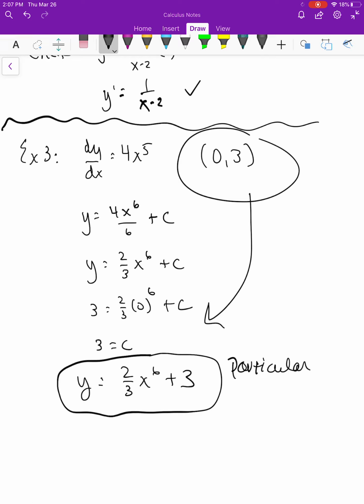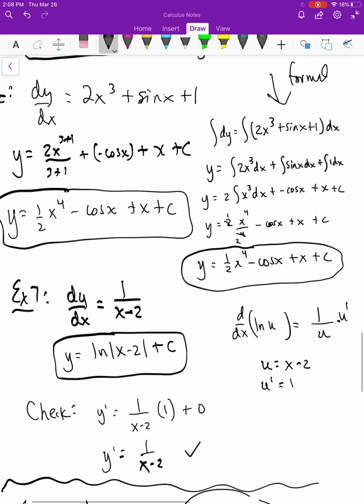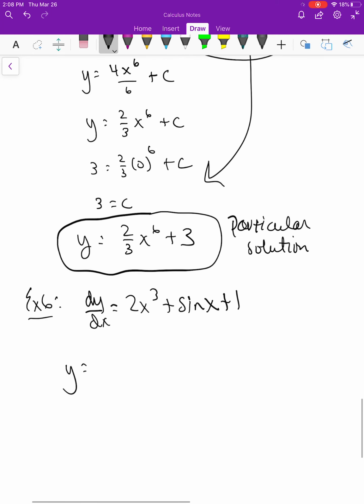So if you're given a point, you can find that specific c and give me a particular solution, not just a family of functions, okay, when you're given that. So again, one more and then we're done. If I would have given you on example number 6, which was this derivative, and we said that the answer, what did we say the answer was to 6? 1/2 x to the 4th minus cosine x plus c.